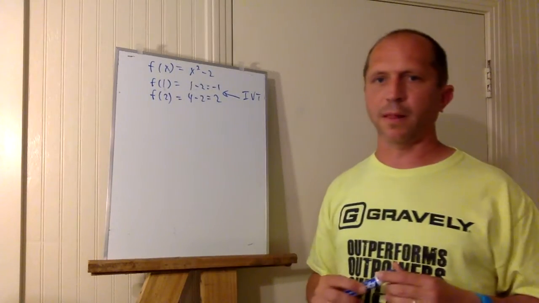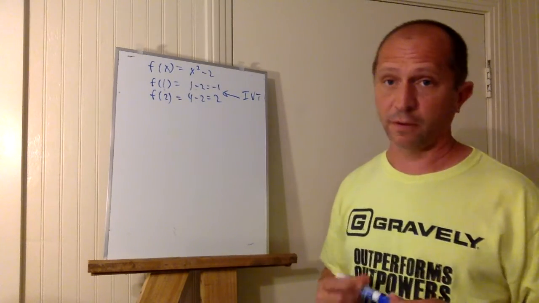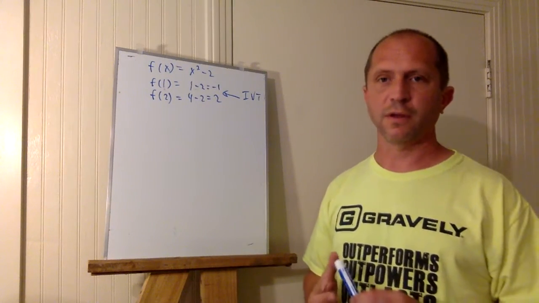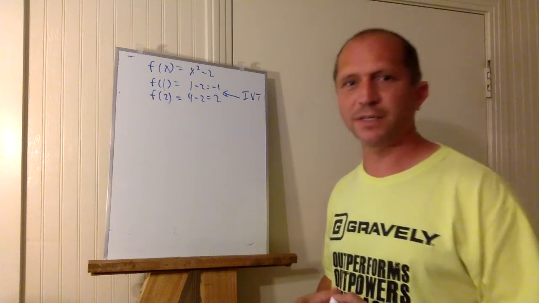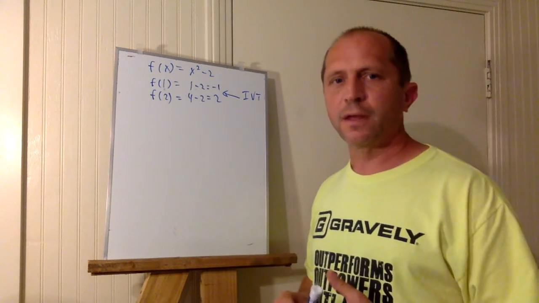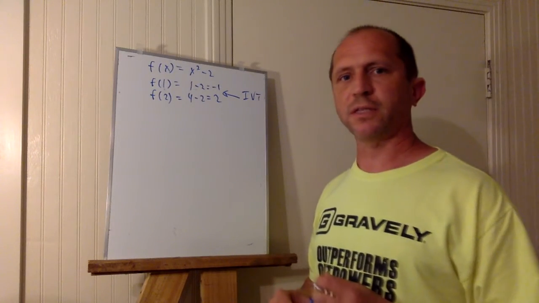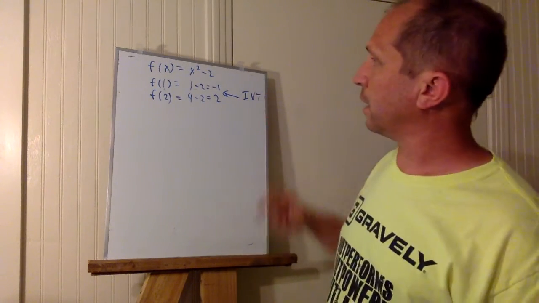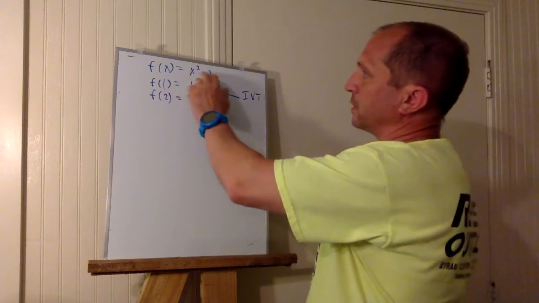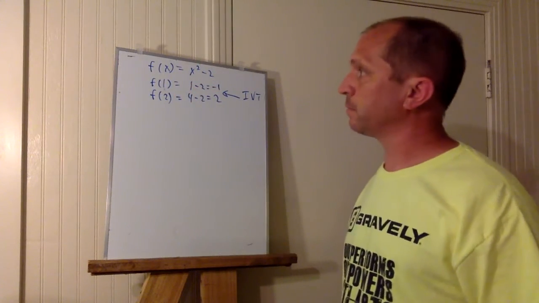Okay, this is going to be our last video of new topic for the semester. So congratulations, you have made it this far. But we're going to look at using approximation to determine what the zero is for f of x equals x squared minus 2.